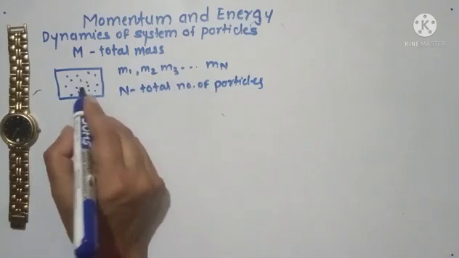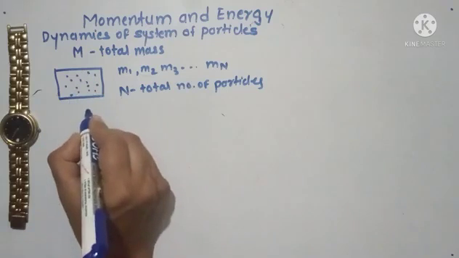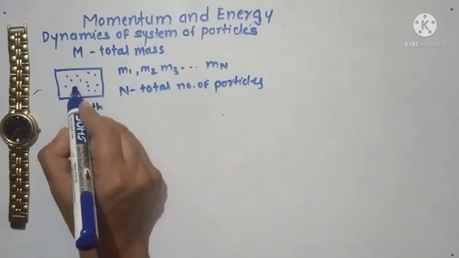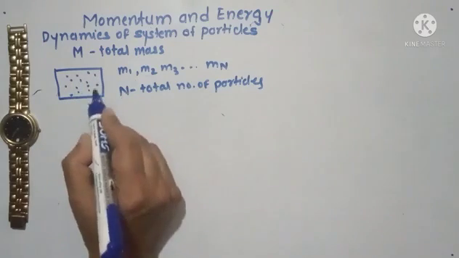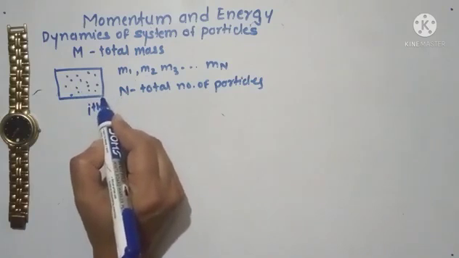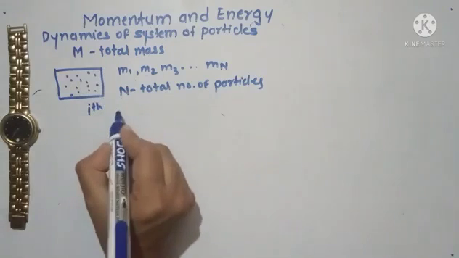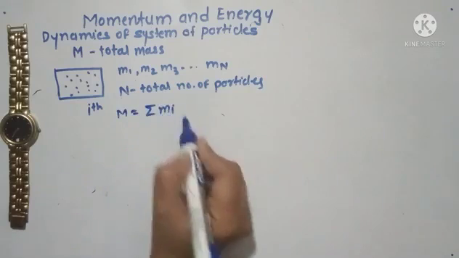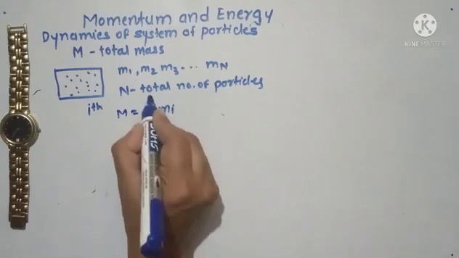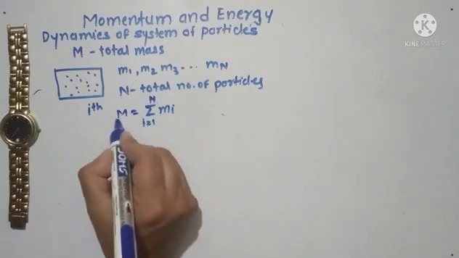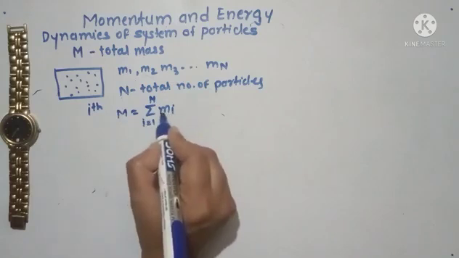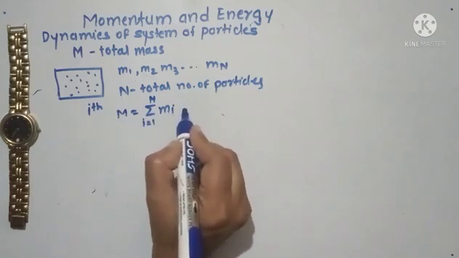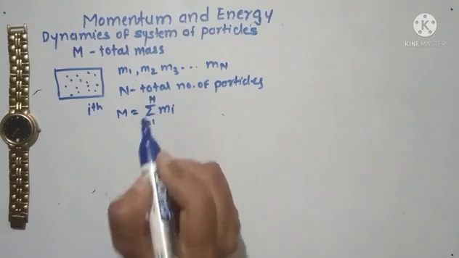If I want to select any particle randomly, I will call it the ith particle. The ith particle means any particle which I have selected for my experiments. Now the total mass of the system is given by M equal to the summation of mi, where i runs from 1 to n. So the total mass of the system is the summation of the masses of all the particles, where the total number of particles is equal to n.